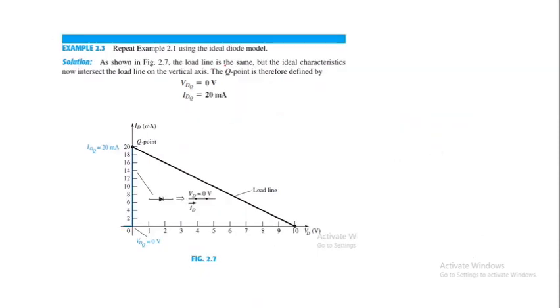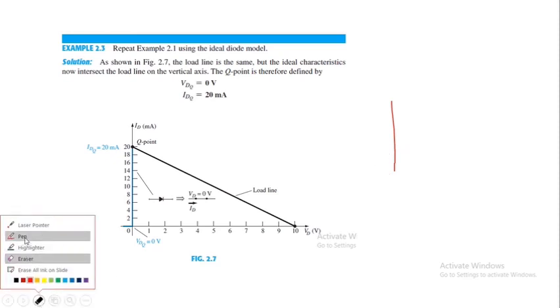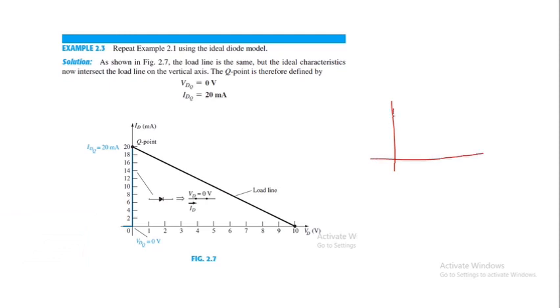Now in this example we have to repeat example 2.1 using the ideal equivalent model. It depends on the application how much accuracy is needed. Then we choose simpler and simpler models. Like in this case, if you choose the ideal equivalent model, it has the characteristic curve like this, where we ignore Vk and we also ignore the resistance. So if this is the Vd axis and this is the Id axis, the ideal characteristic curve is like this.